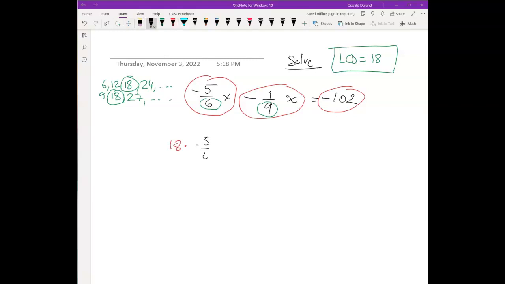negative 5 over 6x, minus 18 times 1 over 9x, and then equal to 18 times negative 102. Before you multiply anything, you have to clear out the fraction, meaning that you take that 18 and you divide by the denominator that you see here.